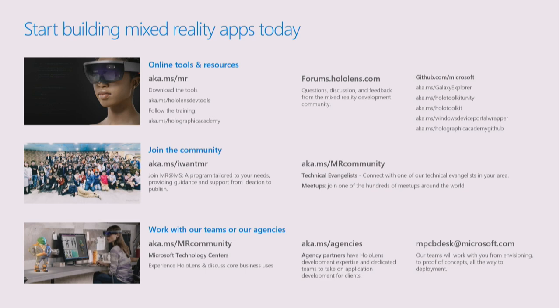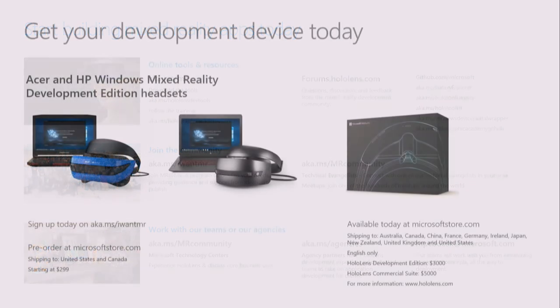And then you can work with awesome agencies like Valorem, who you heard from before me, if you're not interested in doing the development yourself, but you want to hire somebody for your business. And then finally, you can get these devices today. You can pre-order the immersive headsets from the Microsoft Store starting at $299, or you can order a HoloLens Development Edition today for $3,000, or $5,000 for the commercial suite that has enterprise features, and that will ship to you immediately.